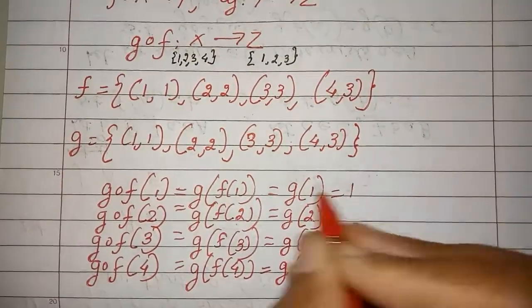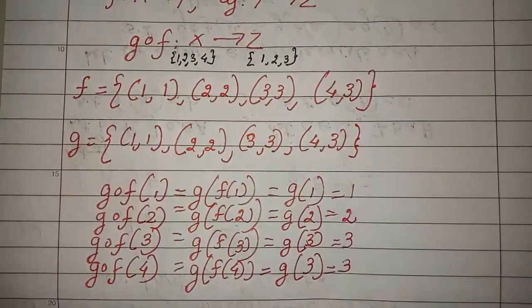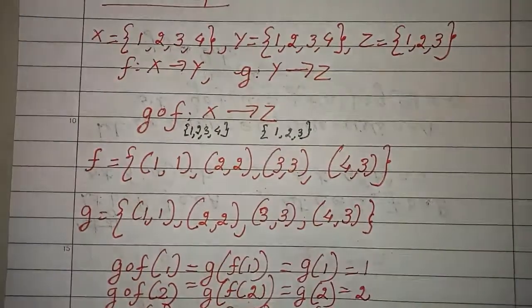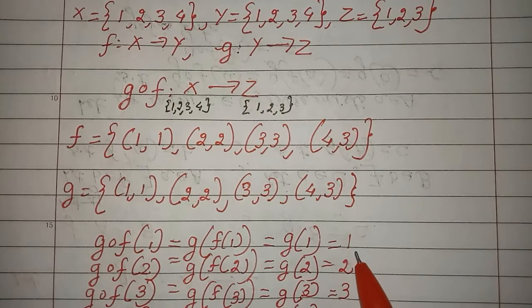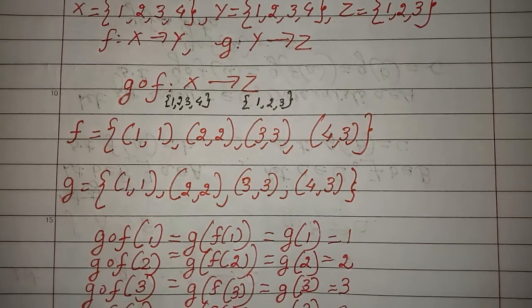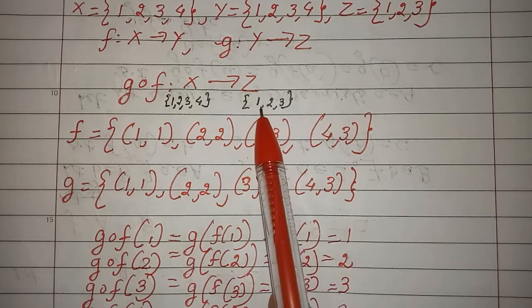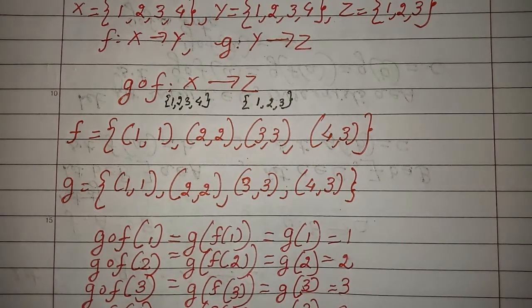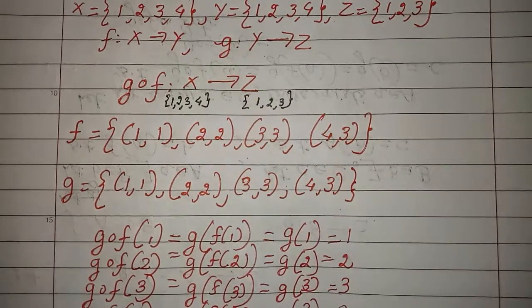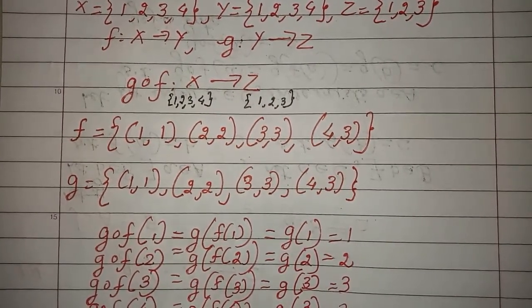Now look at g of 1, 1. g of 2, 2. g of 3, 3. g of 4 is also 3. Now it is correct. The calculation I have done is correct, because my Z has elements 1, 2 and 3. So every element in my set Z definitely has a pre-image. So I can write here g composite f is onto.